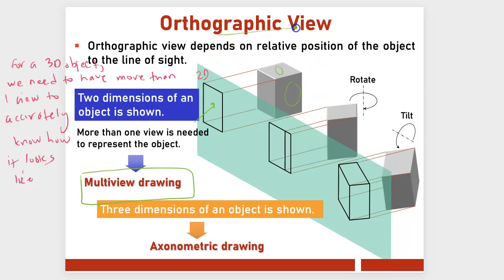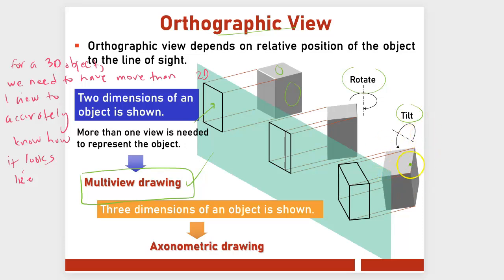Now, orthographic view can also be used to draw objects that are rotated as well as tilted. Orthographic view that requires more than one drawing is called multi-view drawing. But if we rotate it, sometimes we don't need more than one view. It is sufficient to describe all of the features of the 3D object.